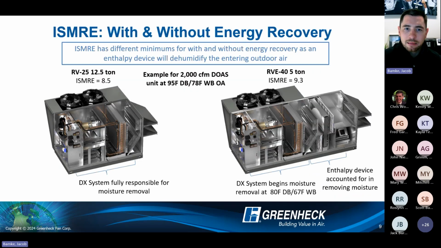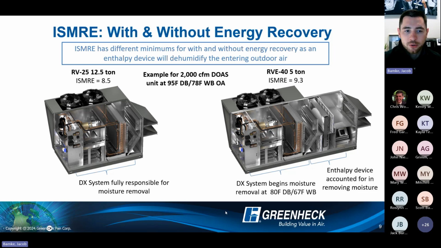The other thing with ISMRE to point out is, if you ever looked at your code breakdown, it never really looked at energy recovery versus non-energy recovery with IEER, because you're always entering at that same condition due to the amount of recirc. With ISMRE, because it's 100% outside air, there are different values and different minimum requirements with energy recovery versus without energy recovery.